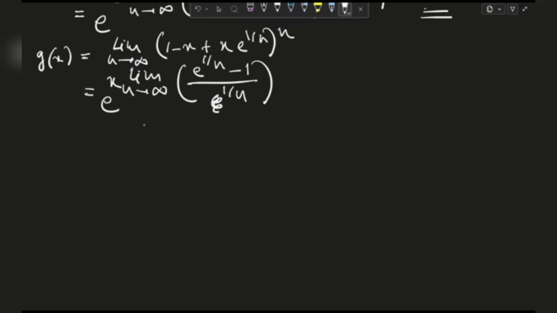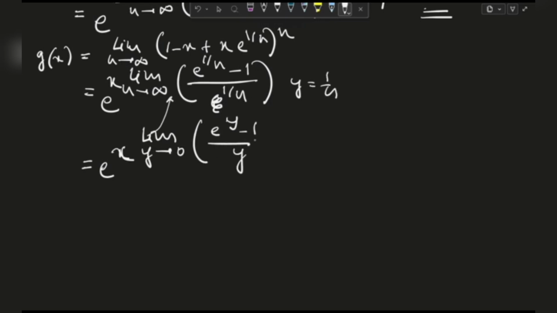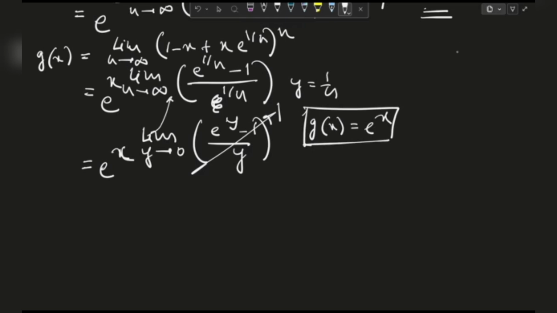Don't mess up the variables. I said x as an example, so don't think about why I took x here. I will write this anyway, otherwise you will mess it up. This is pretty simple anyway, but still I will write: limit y tends to 0, where I put y as 1 by n. So this becomes (e power y minus 1) by y, and this tends to 1. So your g of x is e power x. Please don't confuse. Yeah, now I guess things are ready.